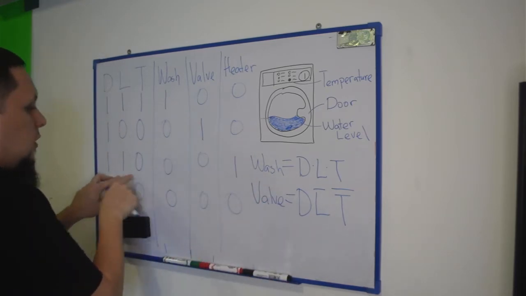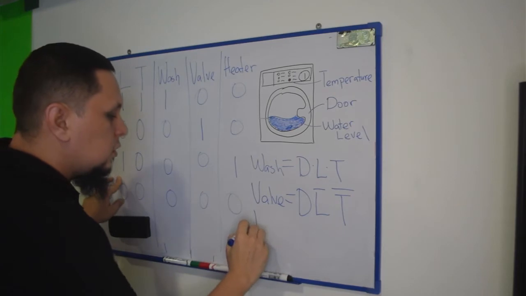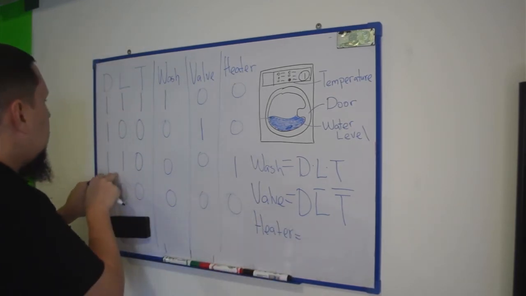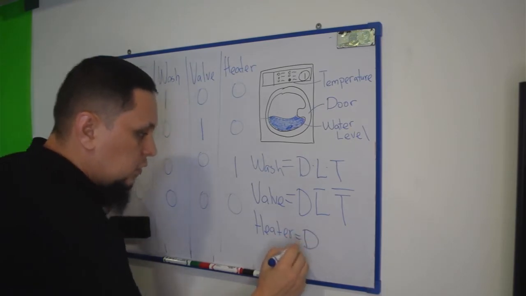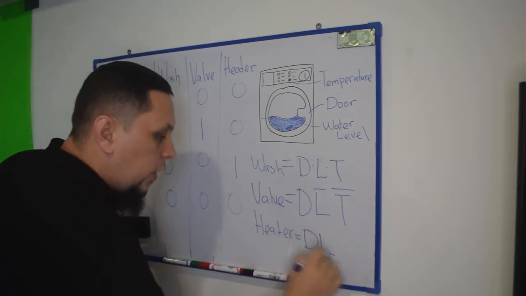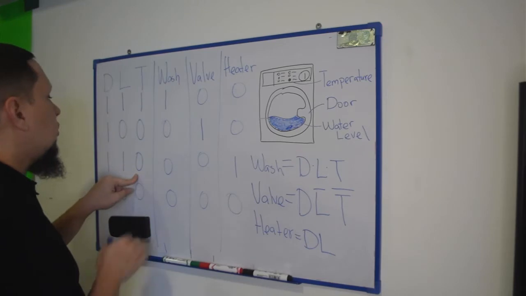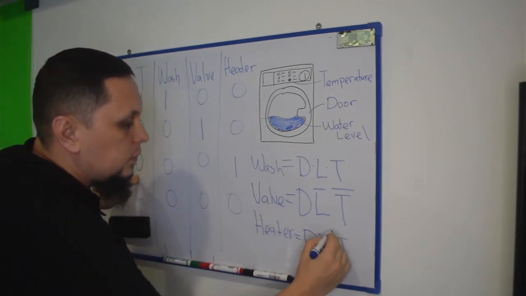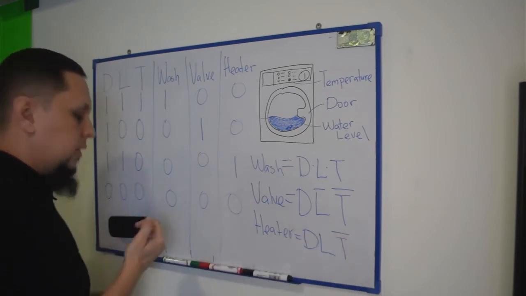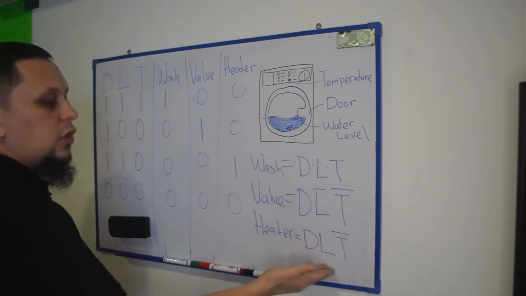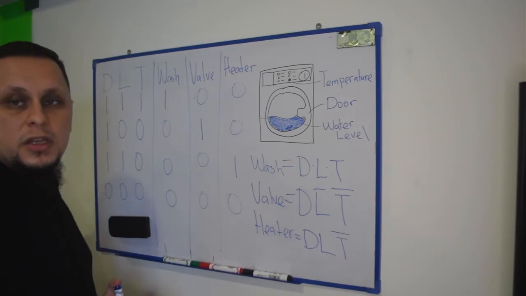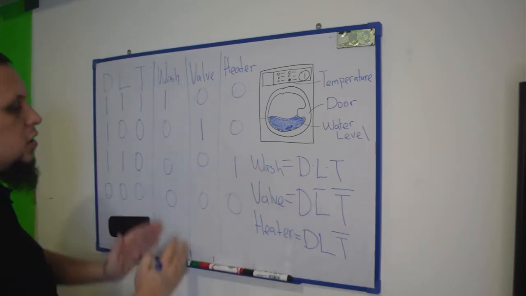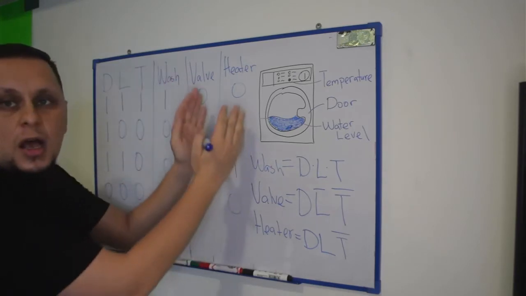Another case, this is now for the heater. When are we going to turn on the heater? When the door is locked, so we have to make sure the door is locked, we have enough water, but we don't have the temperature yet. Temperature is still low, so T is complemented, T is low. In this case, we're going to turn on the heater. So now you have the three expressions. Based on this truth table, we created the individual expression for each of these outputs.